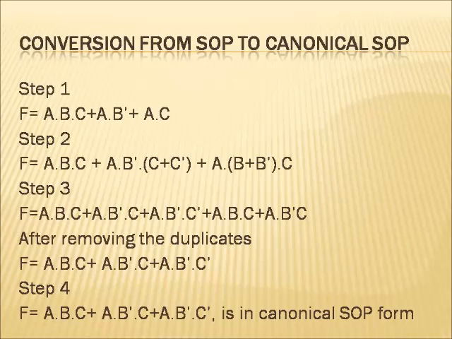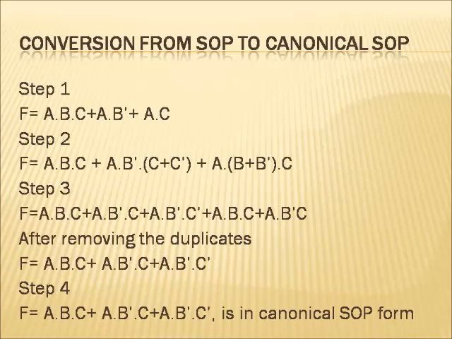So our step number 1 is that we have to check the missing variables in each term. The given expression is F = A.B.C + A.B' + A.C, right? In the first term, A.B.C, all the variables are there. In the second one, A.B', C is missing, and in the third, A.C, B is missing. Now what is the second step? We have to perform an AND operation with the terms which have missing variables.